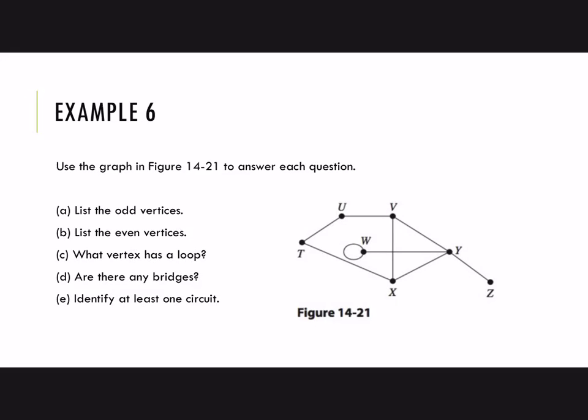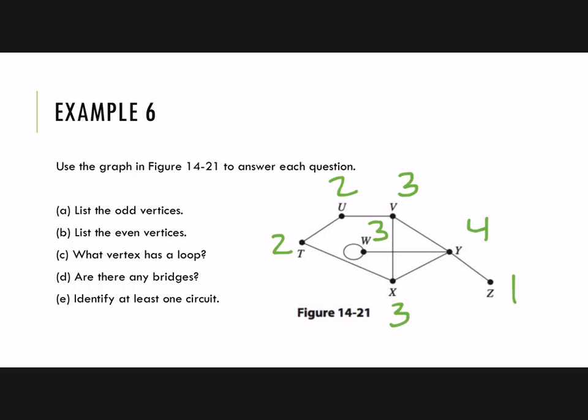Okay, let's practice with all of the vocabulary that we've learned so far. List the odd vertices. Okay, so let's go through, and we need to find the degree of all of the vertices, and then we'll decide if they're odd or even. So vertex T, okay, that has degree 2. There are 2 edges coming out of that. Vertex U is also degree 2. V is degree 3. There are 3 edges. Y is degree 4. Z is degree 1. X is degree 3. And W is degree 3.